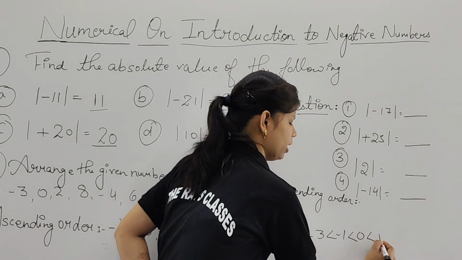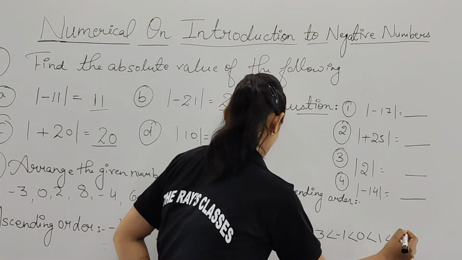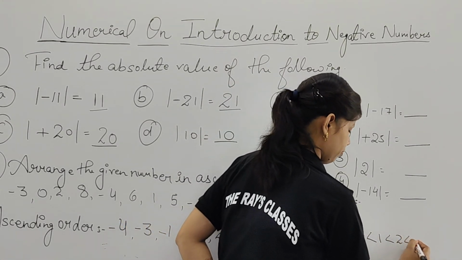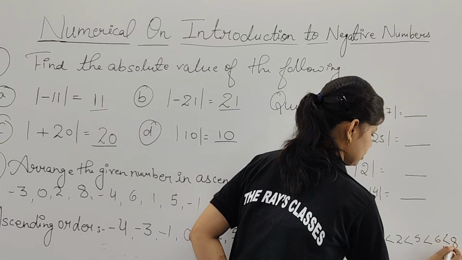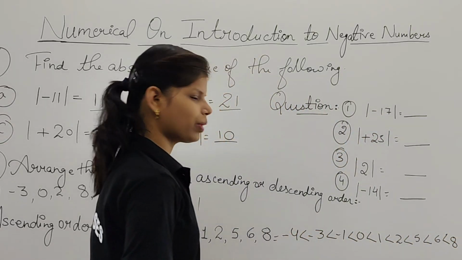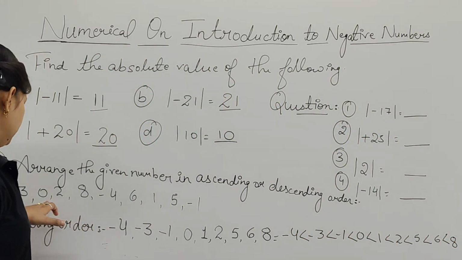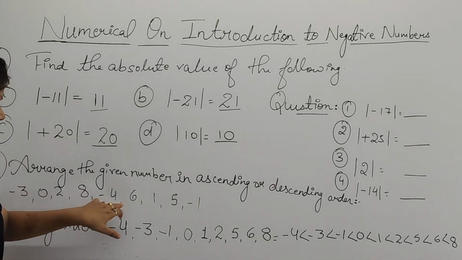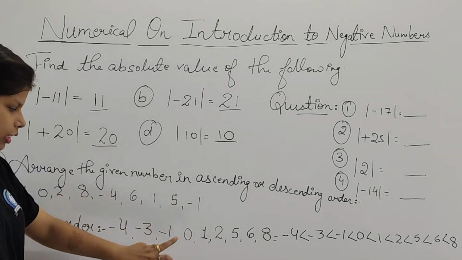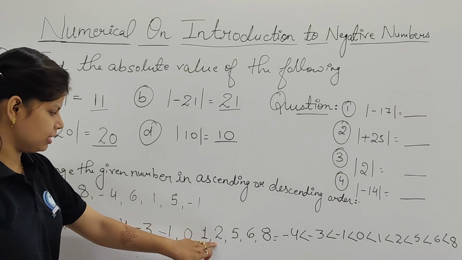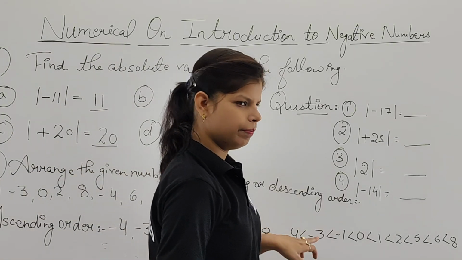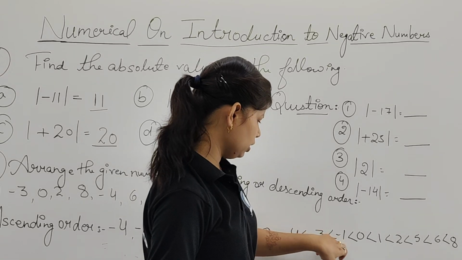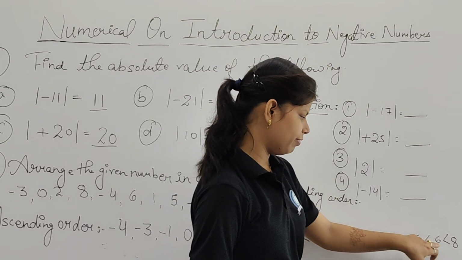Next you will write 1, then 2, then 5, then 6, and then last you have 8. Now you can count the numbers from here to there. Here we are having 1, 2, 3, 4, 5, 6, 7, 8, 9. Here also 1, 2, 3, 4, 5, 6, 7, 8, 9.